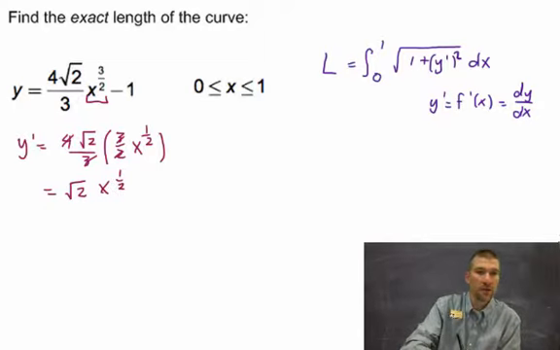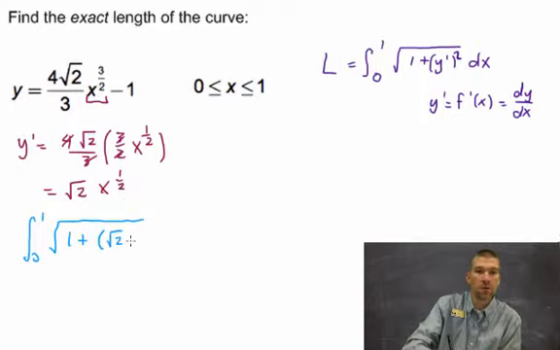And so when we substitute it into our formula for the length of the curve, the exact length, then we're going to go from 0 to 1 of the square root of 1 plus our derivative squared, so the square root of 2 x to the 1 half squared dx.